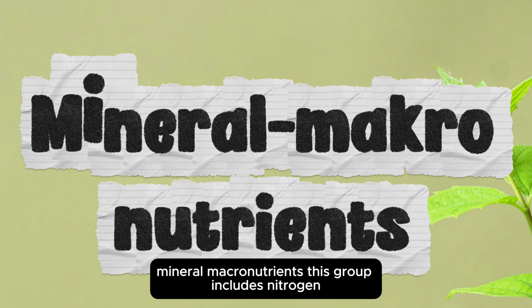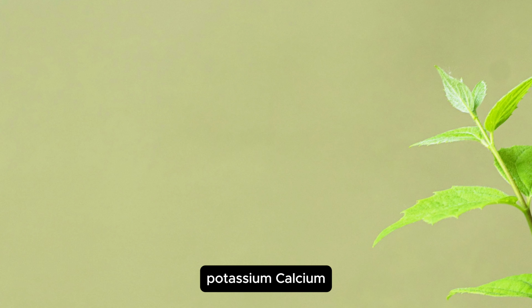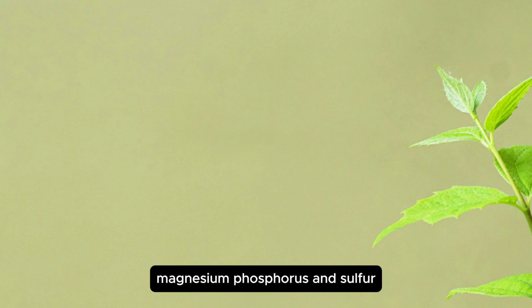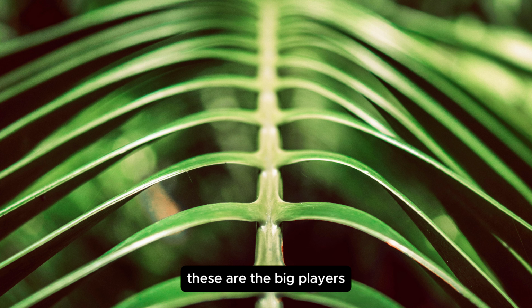Mineral macronutrients. This group includes nitrogen, potassium, calcium, magnesium, phosphorus, and sulfur. These are the big players that form the backbone of plant structure and energy transfer.